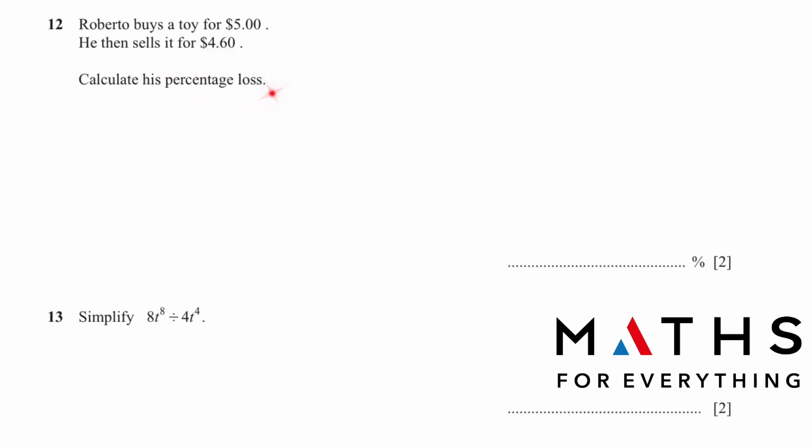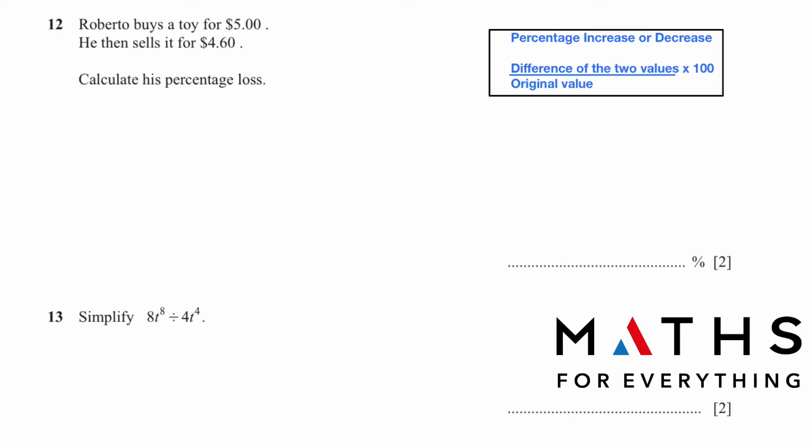Calculate his percentage loss. Whether you're calculating percentage loss or decrease or percentage gain or profit, there's a very simple formula that you need to know. All the formulas that I give, write it down in one place so it will be easier for you to go through them. We write the difference of the two values, which is a big one, 5. So 5 minus 4.6, and divide it by our original value.